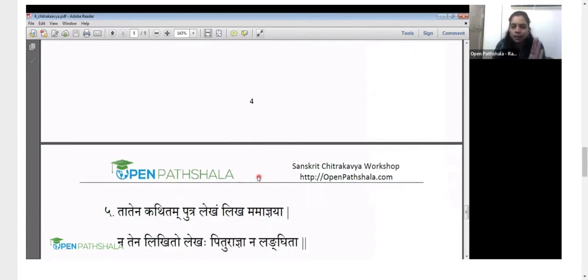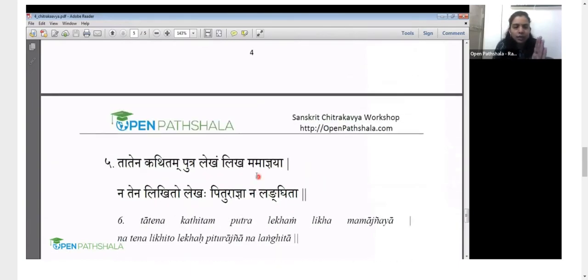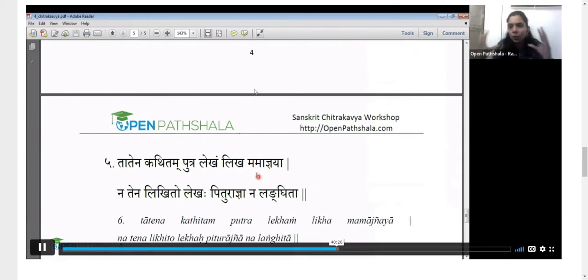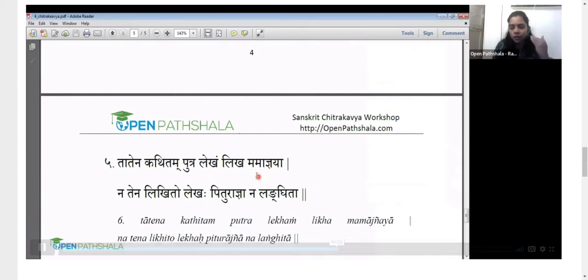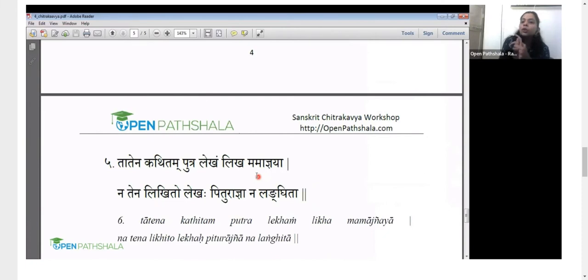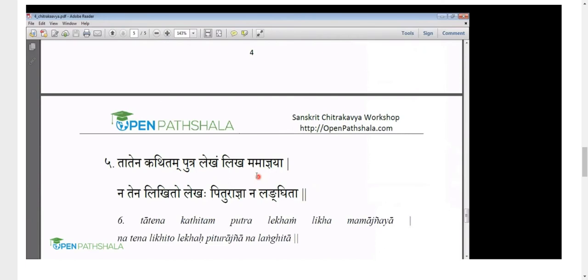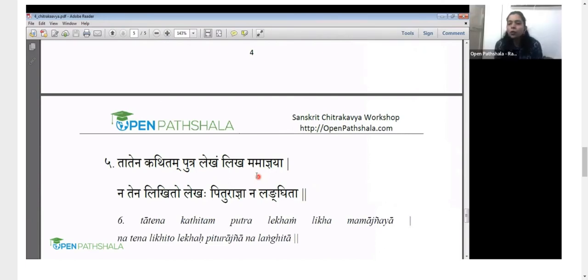Now this one is really an easy one, but the whole meaning should come from you people. Tatena kathitam putra lekham likha madajnaya, natena likhito lekho pituradnya na langhita. It is exactly the same. Natena. Yes, right. But what is the meaning of the whole shloka?